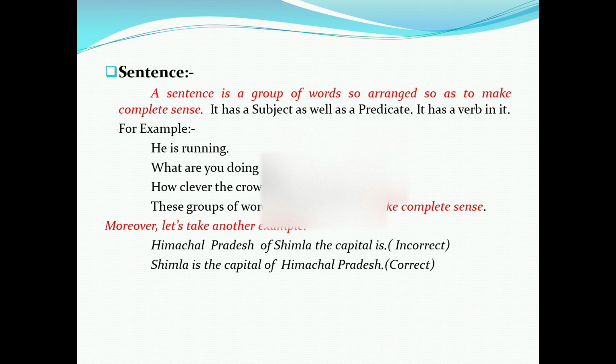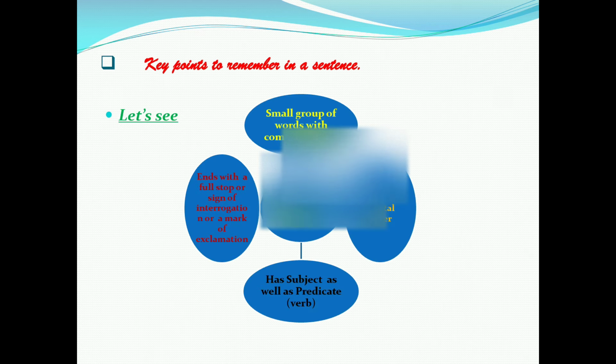Now children, let's see what the sentence contains. A sentence has a small group of words with complete sense. It begins with a capital letter. It has a subject as well as predicate, that is verb. It ends with a full stop or sign of interrogation or a mark of exclamation.